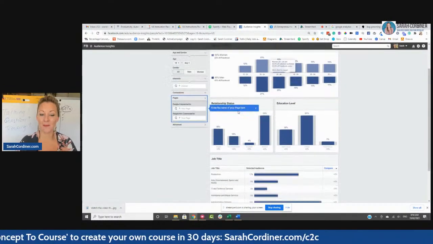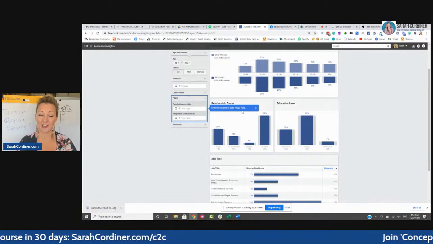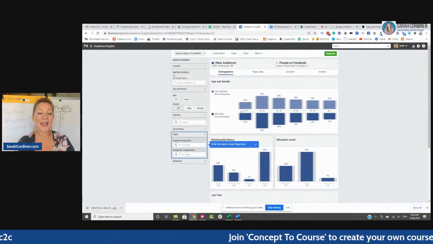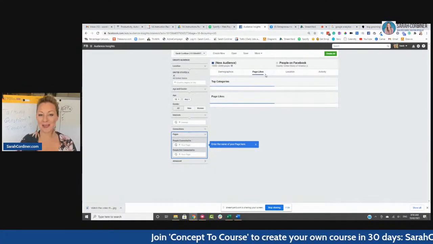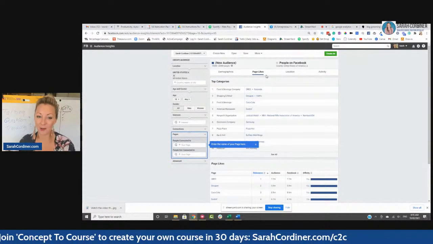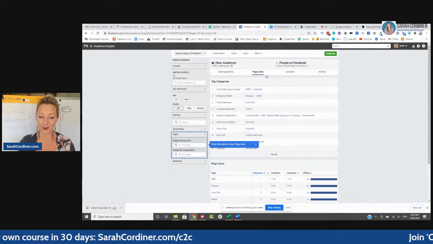It's going to tell me whether they're married or not, whether they have children or not, whether they've recently got divorced, whether they recently got engaged, whether or not they're pregnant, whether they own a house, what their average household income is. If I click on this button here, page likes, it's going to tell me what other pages the people who like my page actually like and are followers of.